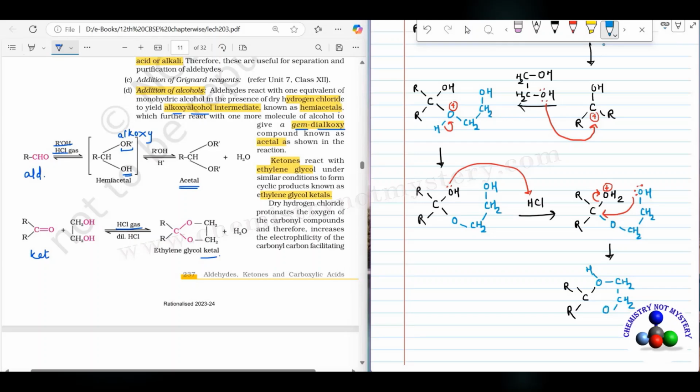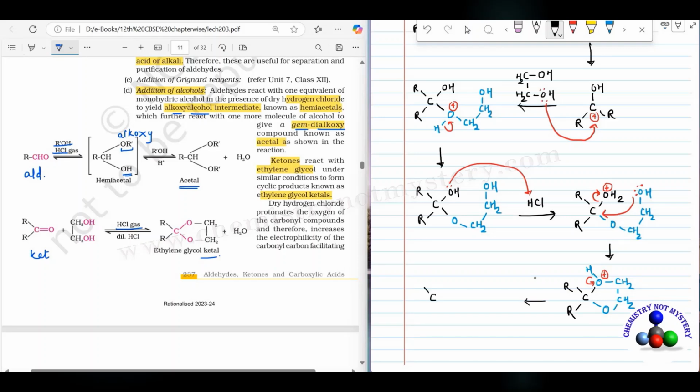Here there was oxygen which was bonded to carbon. As this oxygen donated a pair of electrons to carbon, this oxygen develops positive charge. Now to neutralize the charge over oxygen, this hydrogen leaves the molecule in the form of H plus ion. So here you will get the final product.